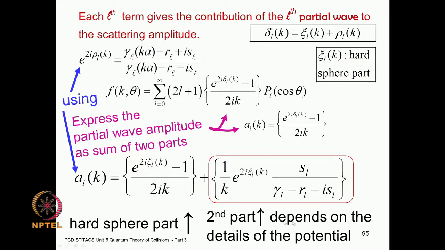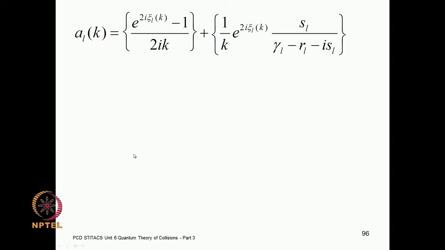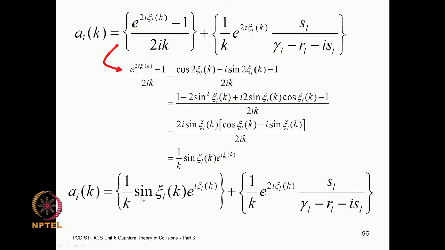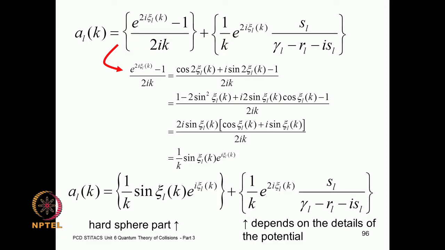So, the second part depends on the details of the potential. The first part is just the hard sphere part. Okay, so the first part you can write in another form in which you find it in many books. So this is a straightforward way of rewriting it, so I won't comment on this, but you will often find it in this form, which is essentially an equivalent form of writing the partial wave amplitudes.